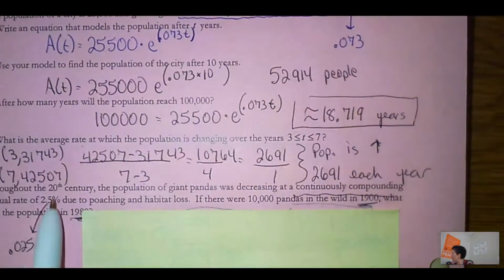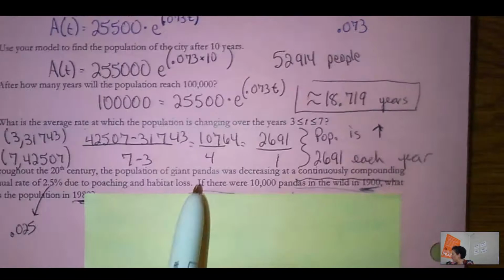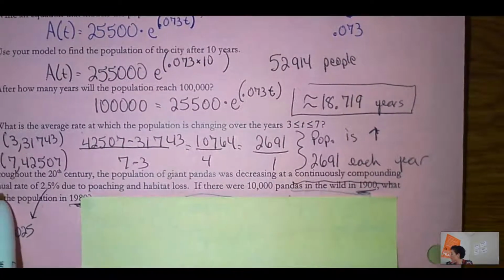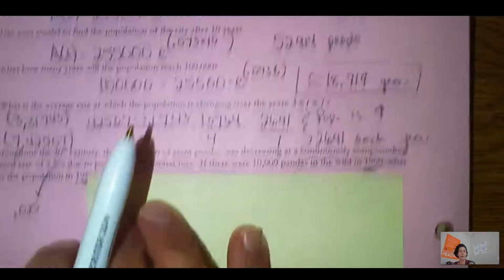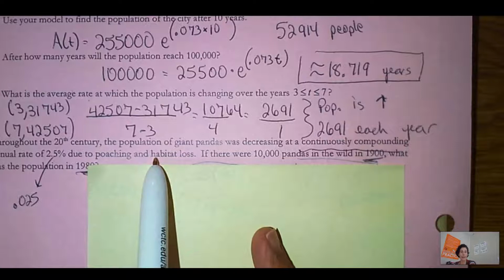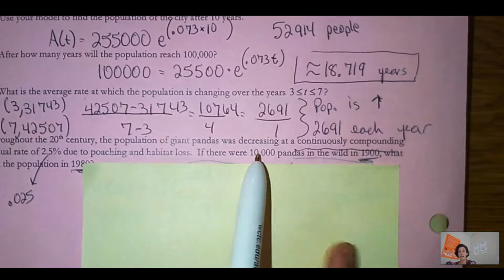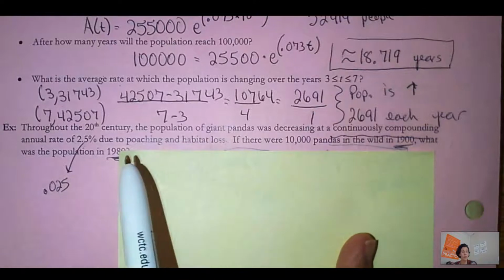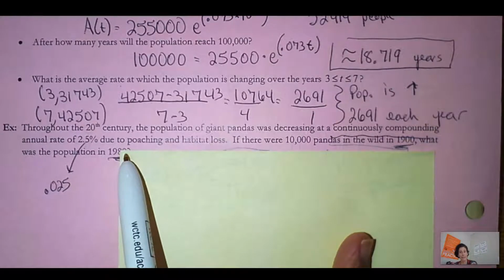So it just says throughout the 20th century, the population of giant pandas was decreasing at a continuously compounding annual rate of 2.5%, which I've already turned into its decimal, due to poaching and habitat loss. So if there were 10,000 pandas in the world in 1900, what was the population in 1980?